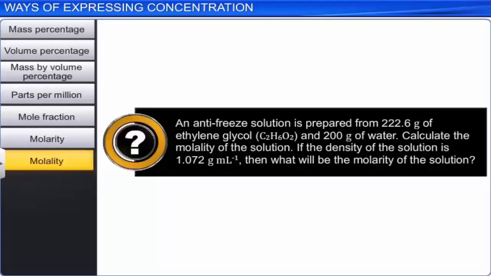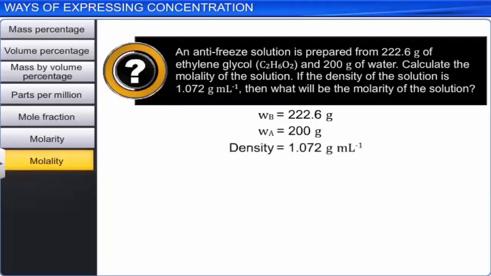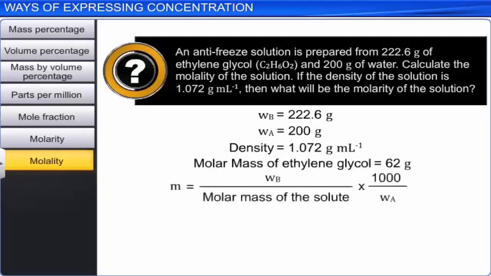The first step is to list the given variables. Wb is equal to 222.6 grams. Wa is equal to 200 grams. And the density of the solution is 1.072 grams per milliliter. The molar mass of ethylene glycol is 62 grams per mole. Substituting these values in the formula for molality, we get m is equal to 222.6 divided by 62 multiplied by 1000 by 200. On solving, we get m is equal to 17.95 moles per kg.